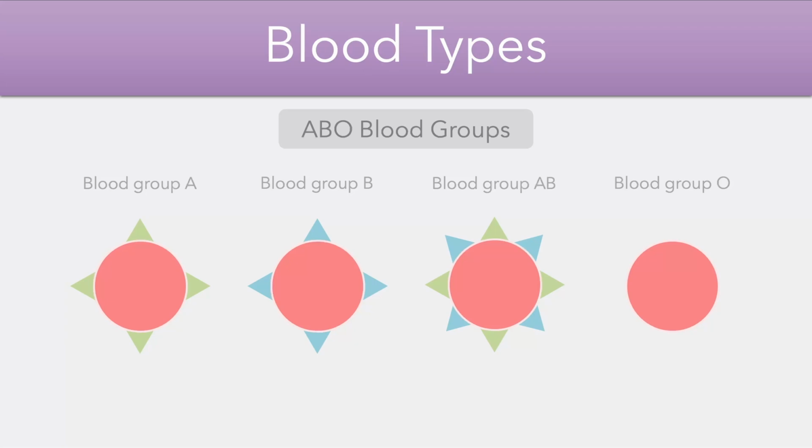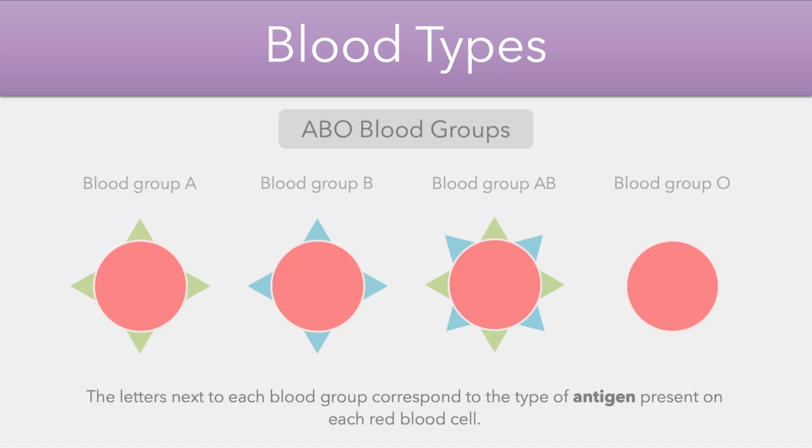For example, if someone's blood group A, they'll have the A antigen present, which is coded in green here, and if someone's blood group B, they'll have the B antigen, which is coded in blue. As well as this, there might be blood group AB individuals who have both A and B antigens, or there might be blood group O individuals who don't have either the A or the B antigens. Importantly, the letters next to each blood group correspond to the type of antigen present on each red blood cell.